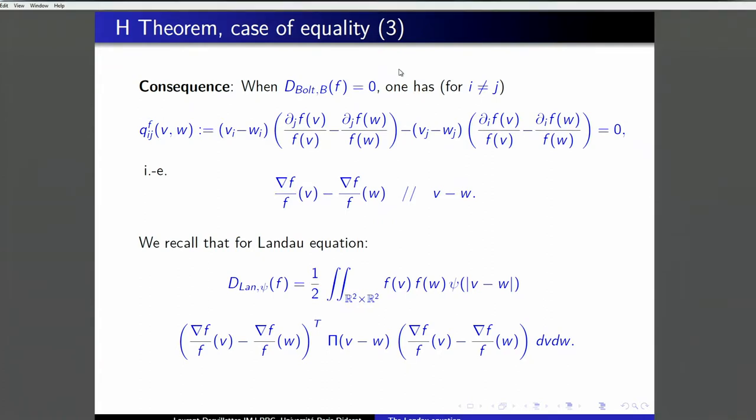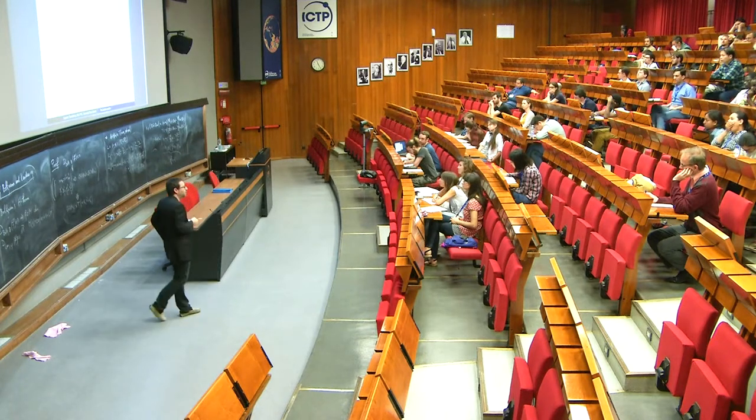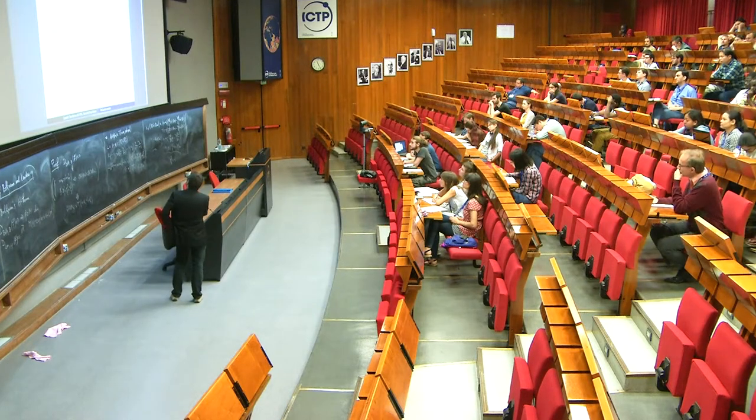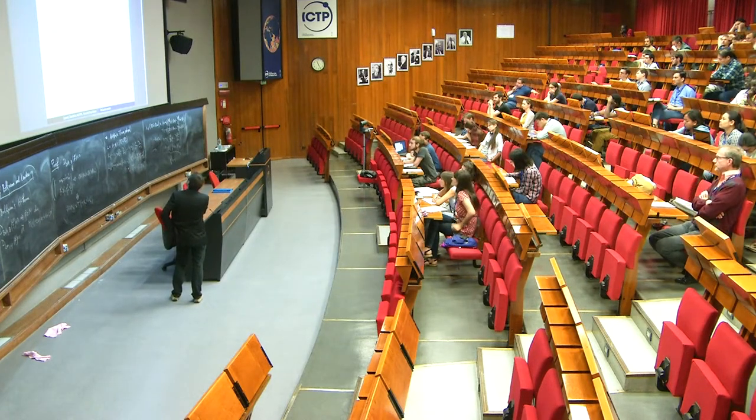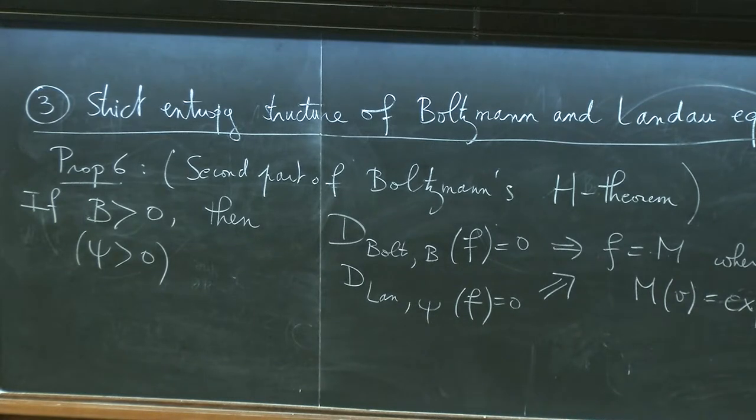But before going further and keeping on writing down the proof of Boltzmann, let's just have a look at the entropy dissipation of Landau. This I also wrote down at the end of last lecture. If you remember, this is an integral over now two variables. Here it's written in R2, but actually it's true for any dimension. Inside you have the product of f at point v and w. You have this function psi, which is the cross section. So in the theorem here, if you want to show the second part, you have to suppose that psi is strictly positive.